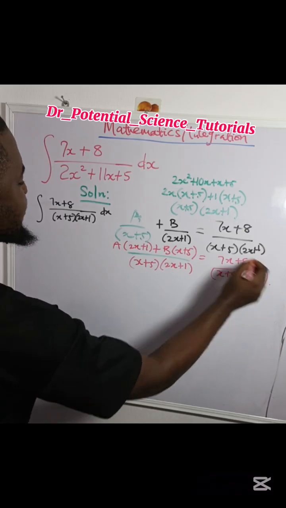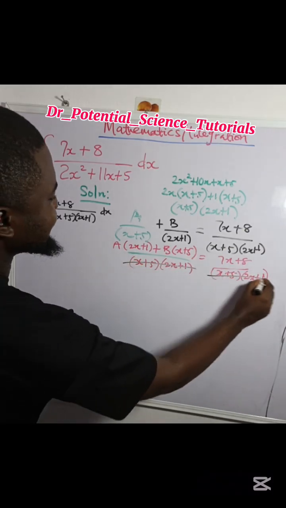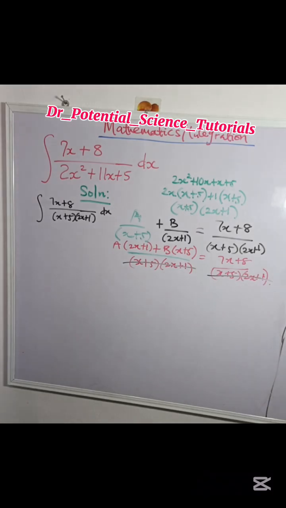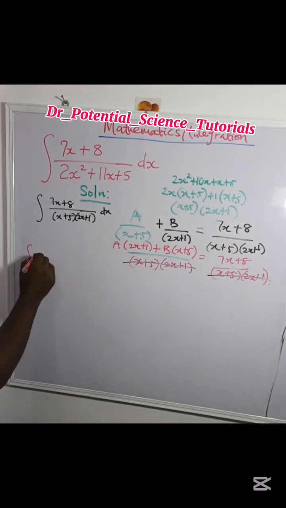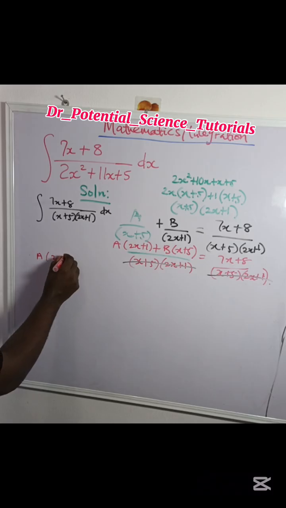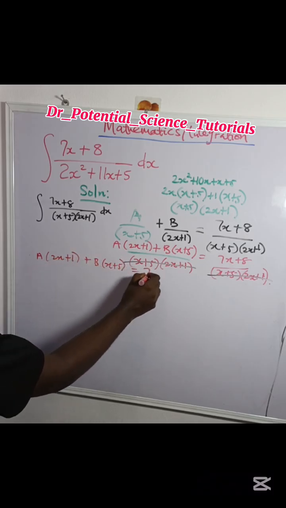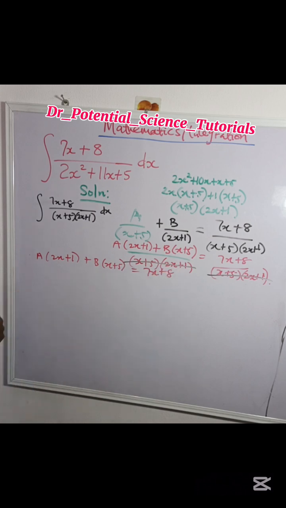Alright. Now, what next? This is the same thing as this, so it goes away. So we are left with the numerator. Let me solve the partial fraction first. A(2x + 1) + B(x + 5) equals 7x + 8.